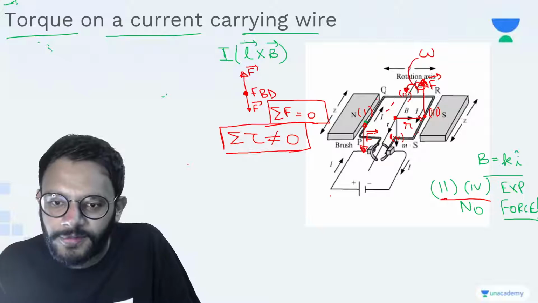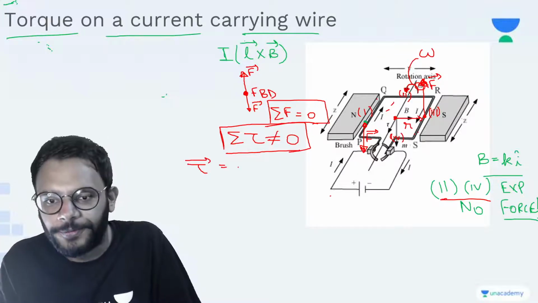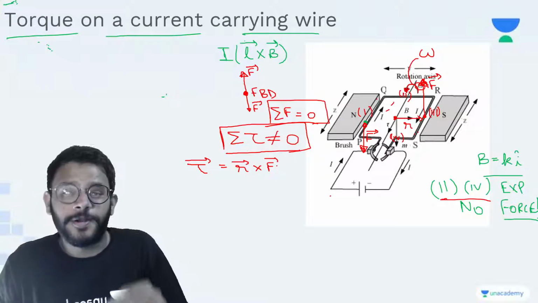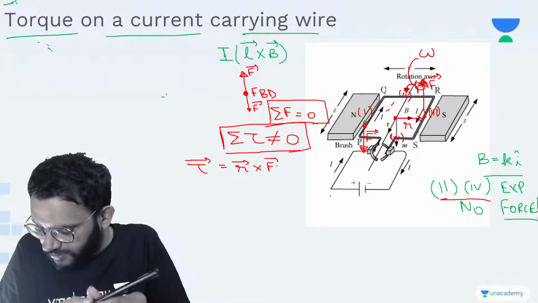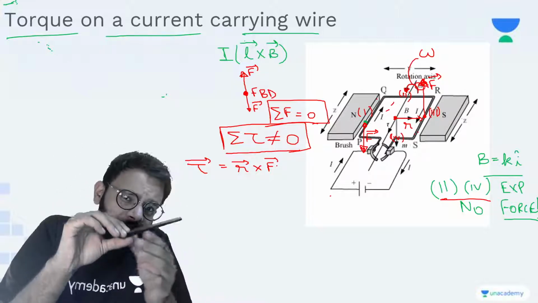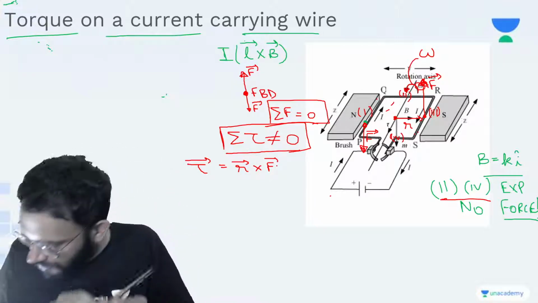So torque, as I already told you, is R cross F, where R is nothing but the moment arm or the distance of the current carrying wire from the axis.